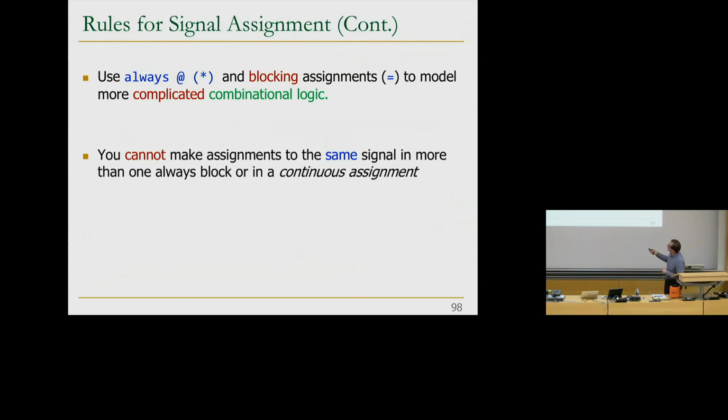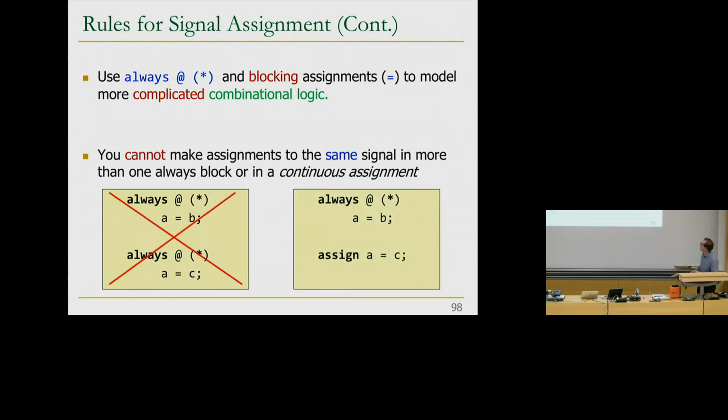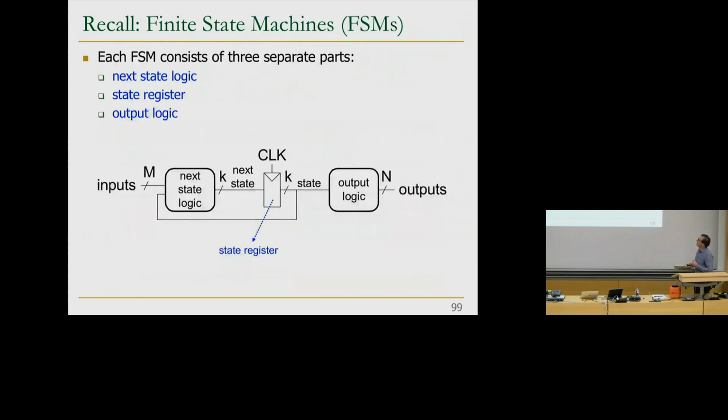And as I said already, you cannot make assignments to the same signal in more than one always block or in a continuous assignment, so this is not allowed, as I said earlier, because you don't know what the value will be here, and this is also not allowed, right? Because in some cases this is executed, so which one will it be, what value will A get?